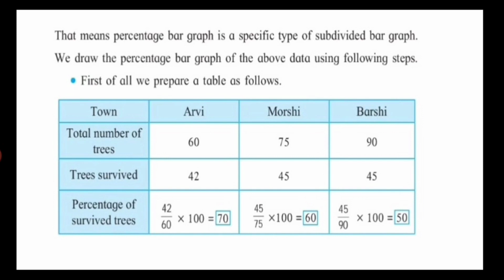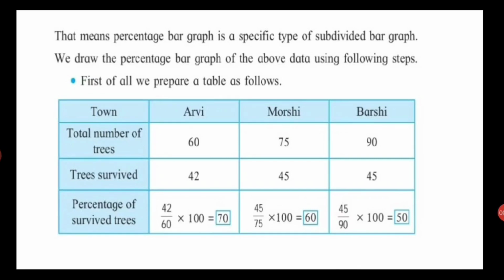Just now we have seen the example of trees survived which were planted in the towns of Arvi, Morshi and Barshi. So first we have to find out the percentage in this table. We have to prepare a table like this.